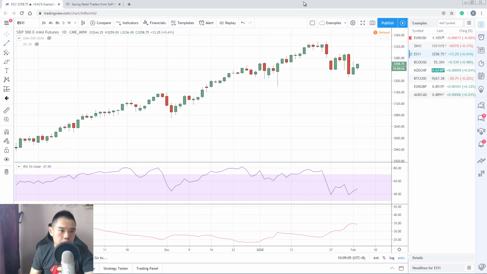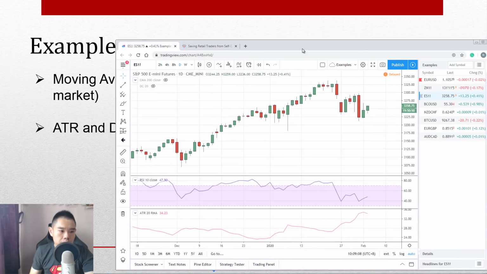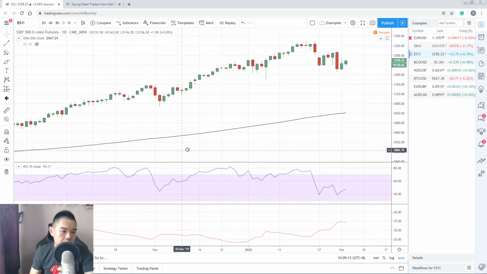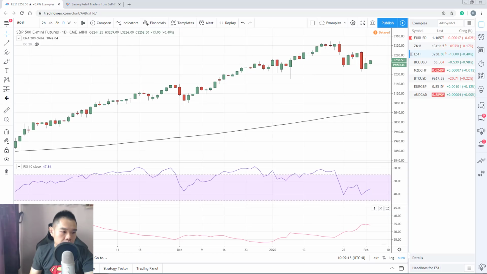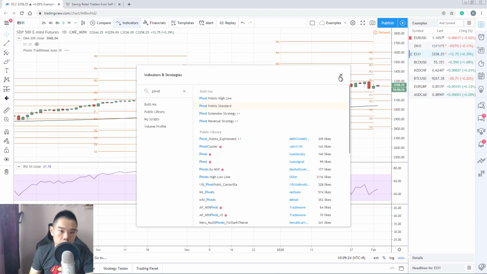Okay, are those the 3 indicators? Moving average, RSI, pivot point. Okay, we have moving average. We have the RSI and the pivot point. So I just remove the ATR for now. So let me explain to you what I'm doing with this.